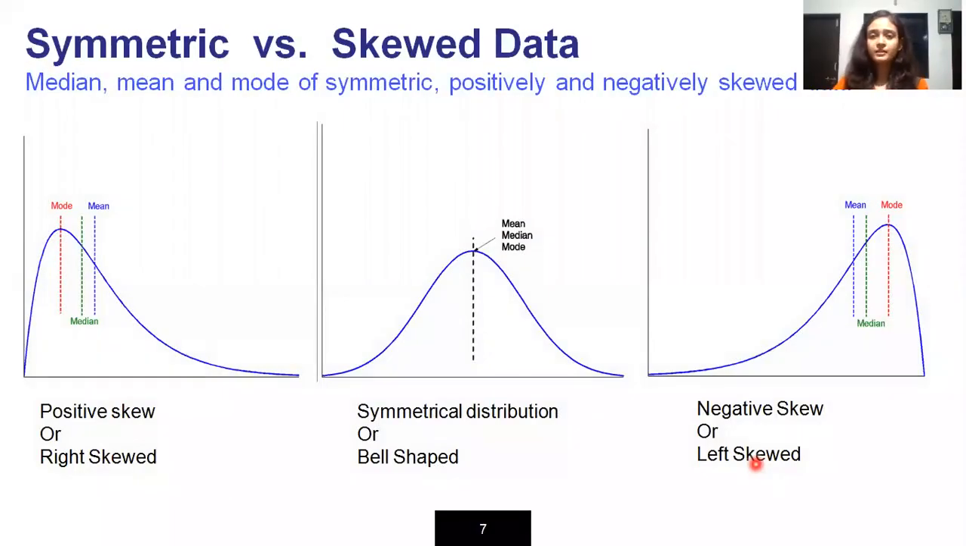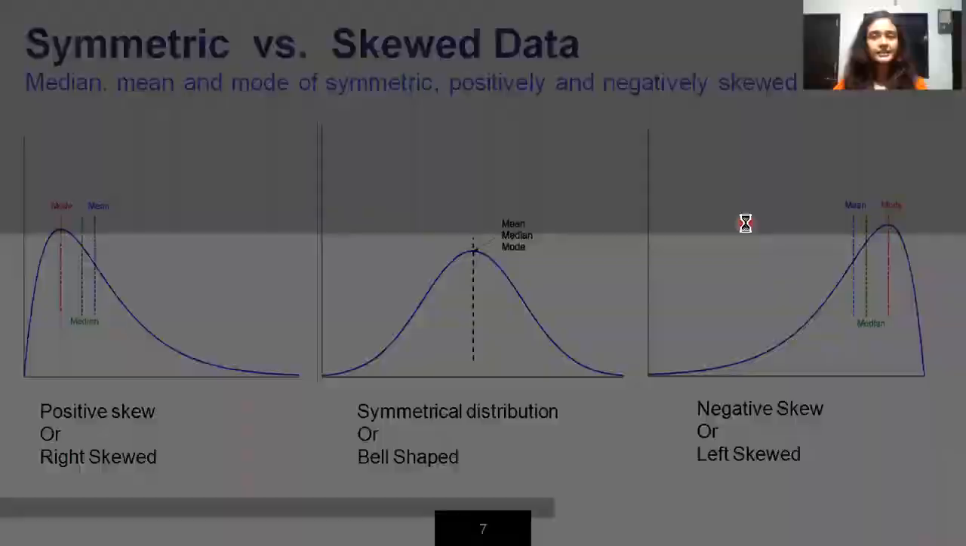Now we have to study the different shapes of the histogram. So this one is the symmetric versus skewed data. My first one is the positive skew, or you can say the right skewed. Next one is the bell-shaped, or you can say the symmetrical distribution. Third one is the negative skew, or we can say the left skewed. Let's understand all these graphs in detail.